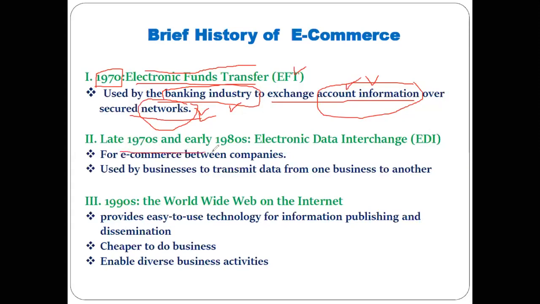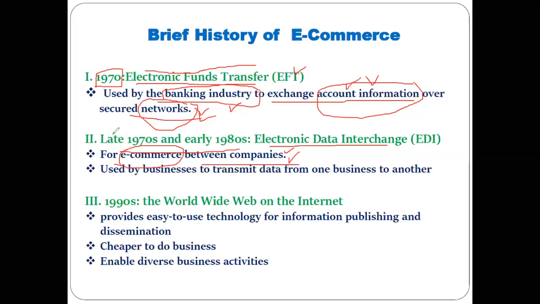Then second, in the 1970s and 80s, another technology came, that is Electronic Data Interchange, where the network was utilized for doing e-commerce between companies only. Not between one company and a customer. Between companies, for example, Maruti, the car manufacturing company, and some other company, some XYZ company.